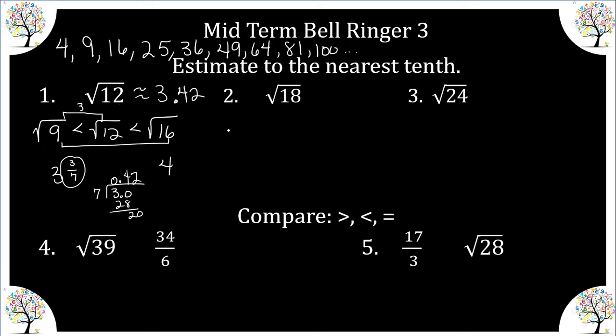The square root of 18, we can see, comes between the square root of 16, which is less than the square root of 18, which is less than the square root of 25. So we know the square root of 18 comes between the whole numbers 4 and 5 on the number line. So it's about 4 point something. Now let's find the fraction and then convert that to our decimal part.